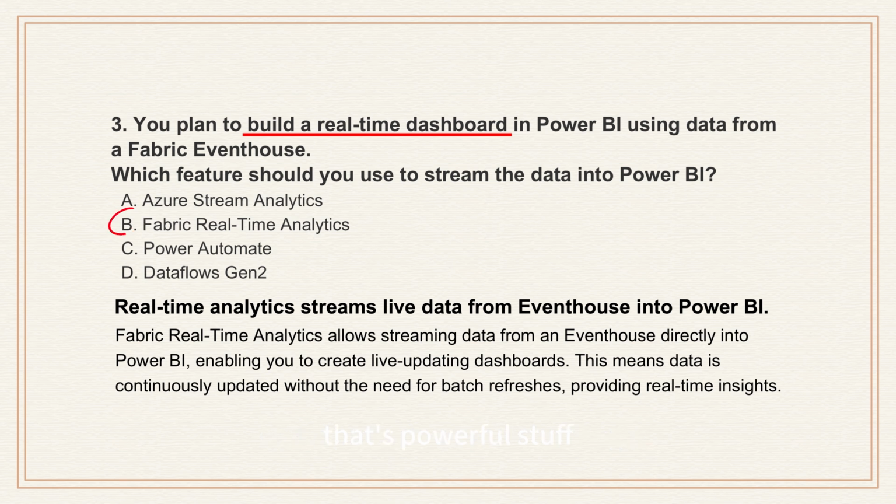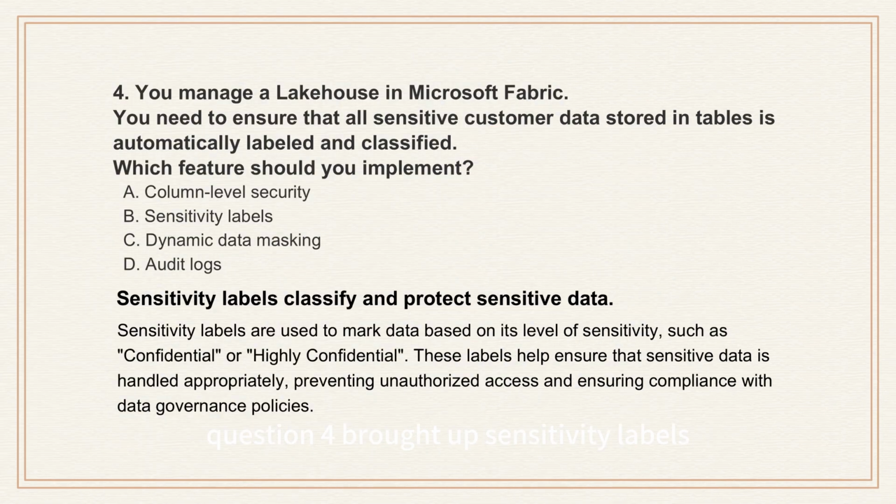That's powerful stuff. Okay, let's switch gears slightly to data governance. Question 4 brought up sensitivity labels, an important topic, specifically for automatically labeling and classifying sensitive customer data stored in a lakehouse. So this isn't just about finding data, it's about understanding how sensitive it is. Exactly. It's about classification and protection. These are the same sensitivity labels you might know from Microsoft Purview, integrated into Fabric. Okay, so consistency across the Microsoft stack.